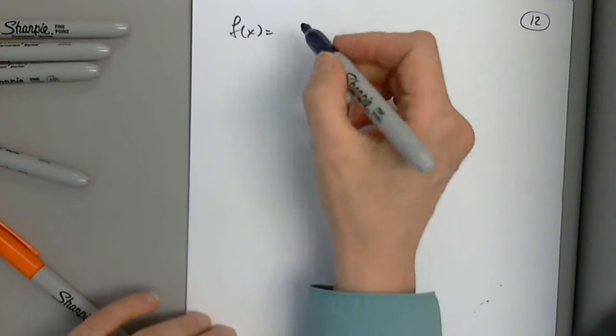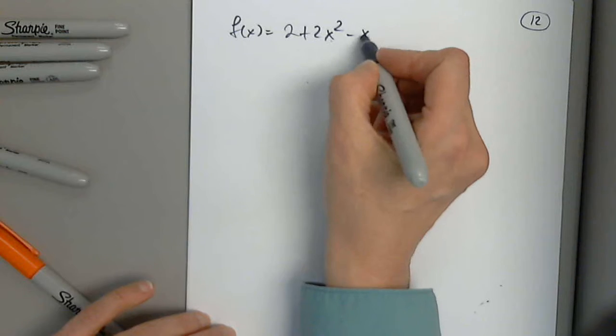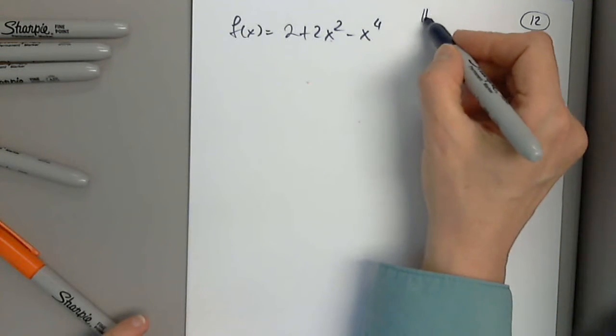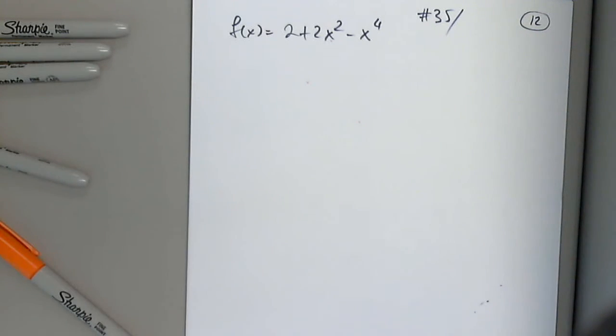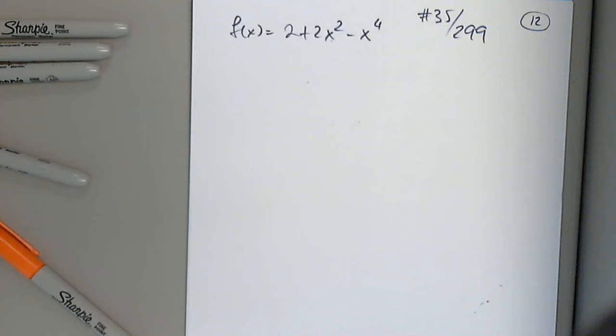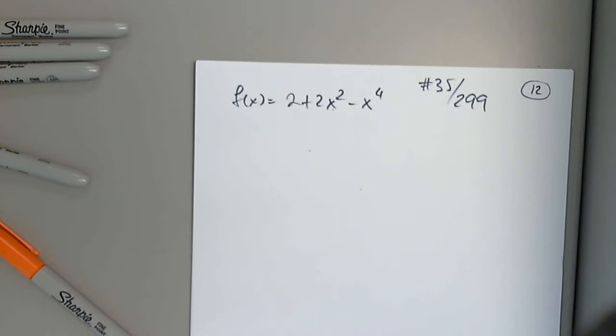Two plus 2x squared minus x to the fourth. This is problem 35 on page 299. Two plus 2x squared minus x to the fourth, and we are asked to graph this function.